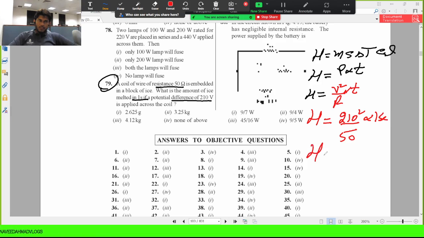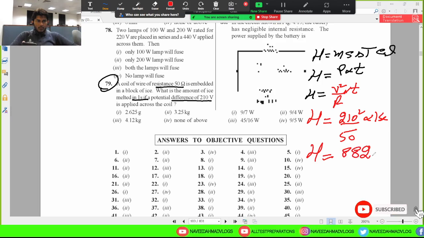From this you will get H, that is equal to 210 multiplied by 210 divided by 50, you will get 882 joule.